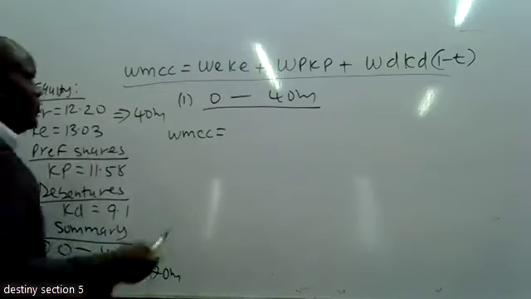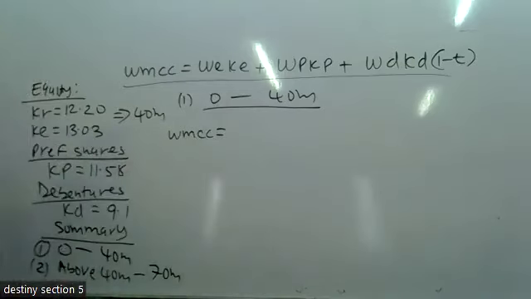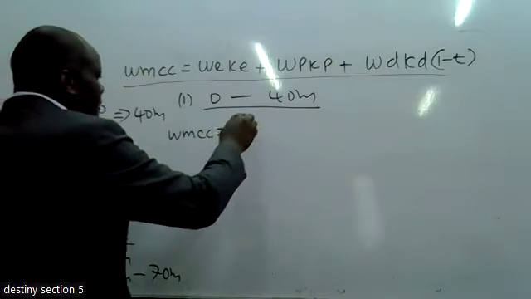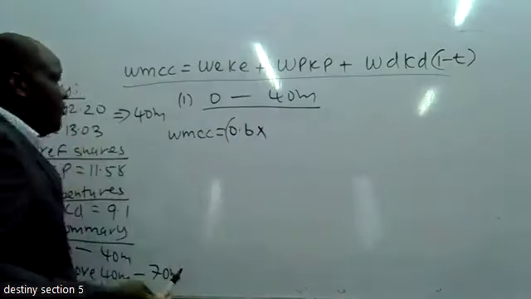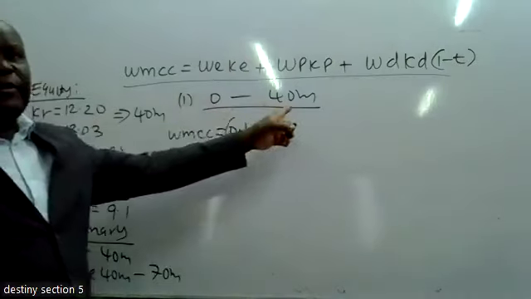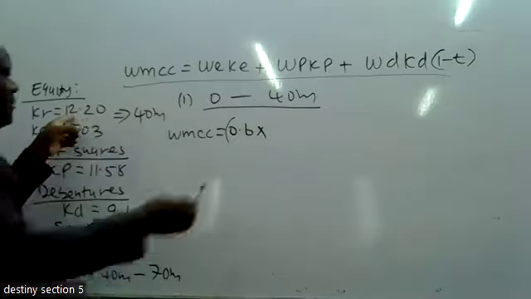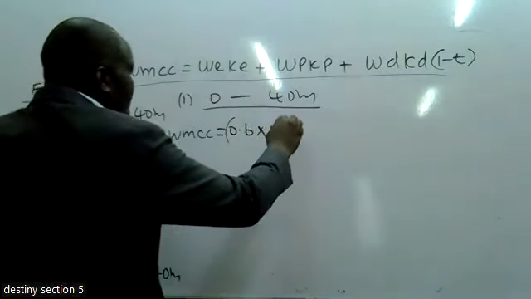So when we started the question, we calculated the weight of equity. Remember the weight of equity? It was 0.6. But we are from 0 to 40 million. We are at 40 million and below. You apply 12.